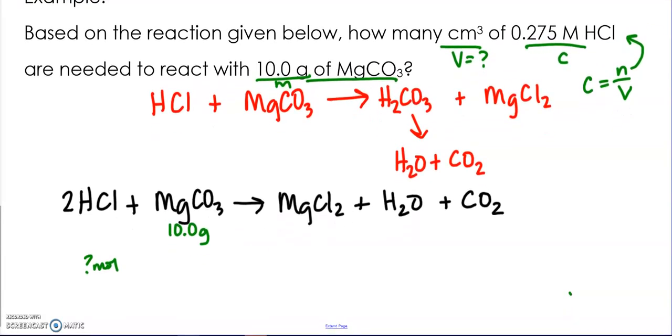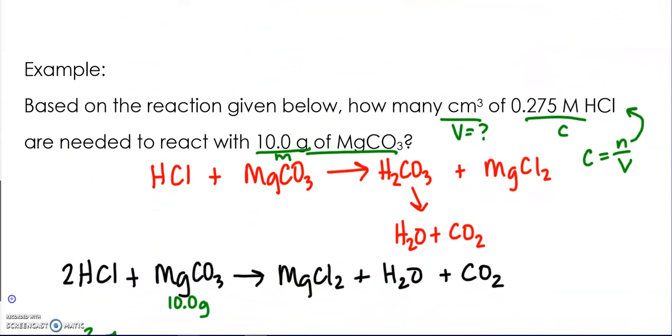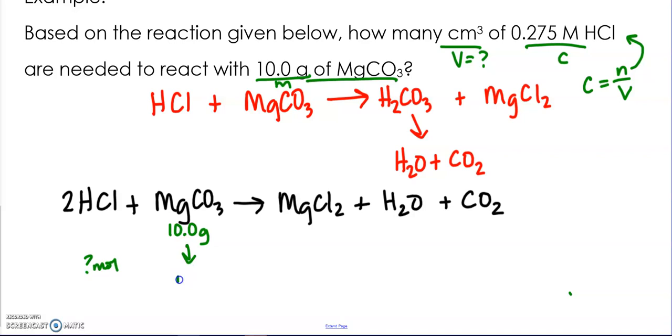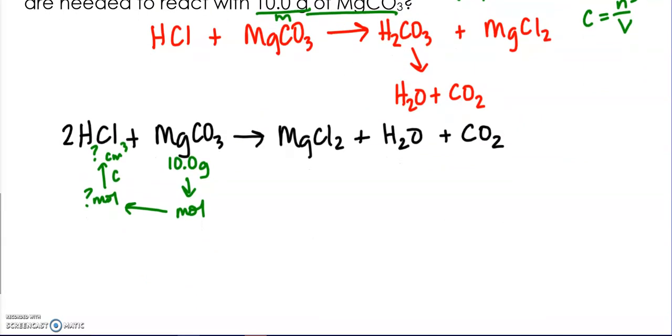If I have a mass of anything in this reaction, I can find mass or moles of anything else. Right? Because I can use my molar mass for grams to moles, and my mole ratios because I have a balanced reaction. So I can go grams to moles of magnesium carbonate, and then I can convert that to moles of hydrochloric acid, and then I can convert that to volume using my concentration equation. My concentration as a ratio. So let me show you what I mean by this, and I'm going to do this in one problem, like one big step.